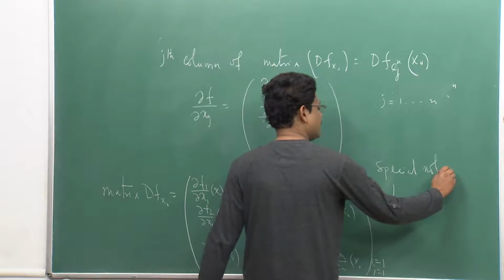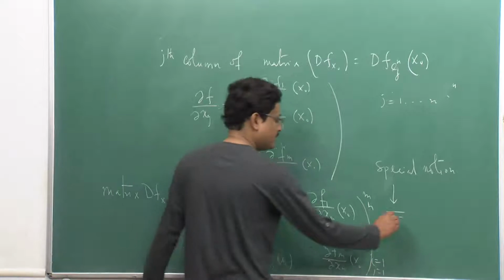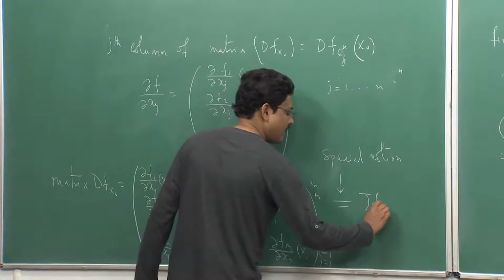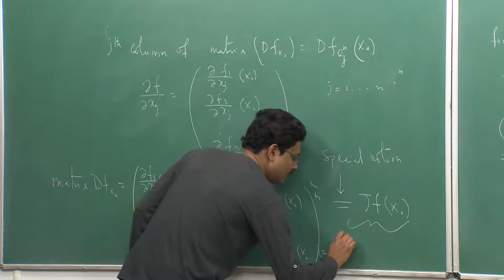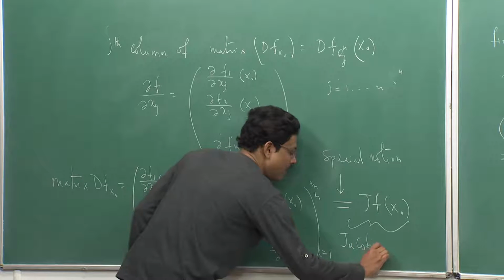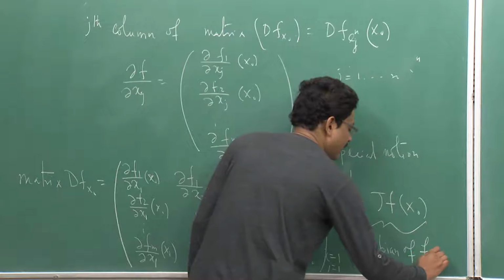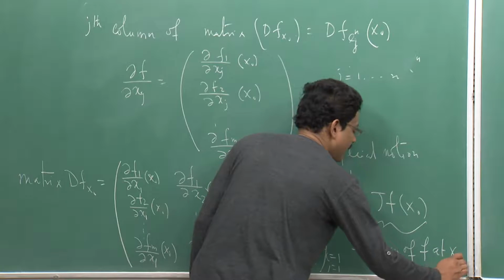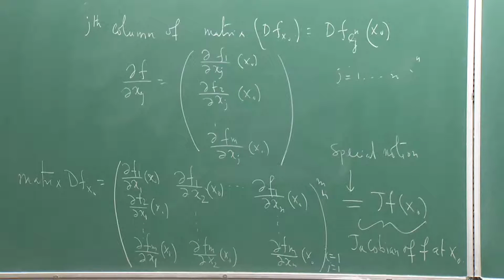Usually the books do not write it in this form, the matrix df at x naught. They write it as J f at x naught, and it has a name, it is called the Jacobian of f at x naught. So, look at it very carefully, and then I want to make a comment.